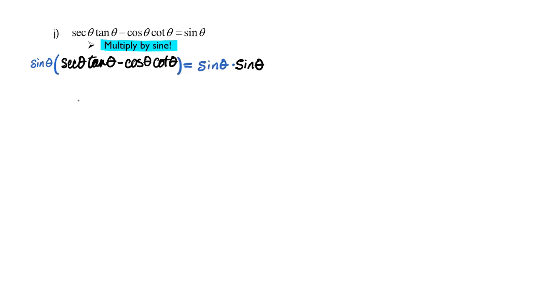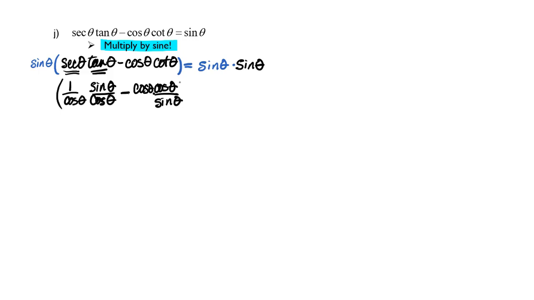Next, I'll distribute sine theta, and I'm going to simplify this stuff inside as well. So I know that secant is 1 over cosine theta. Tangent is sine theta over cosine theta. And cotangent theta is cosine theta over sine theta. And then we just have this cosine theta here multiplied to it.